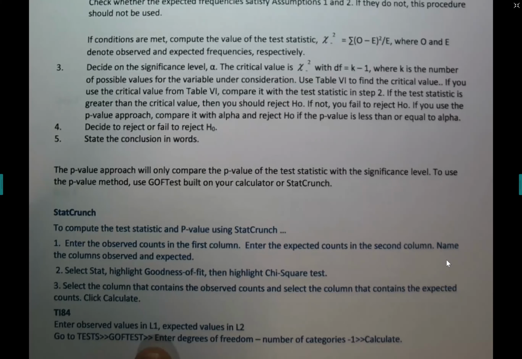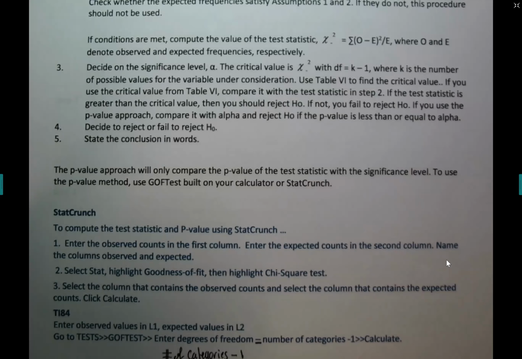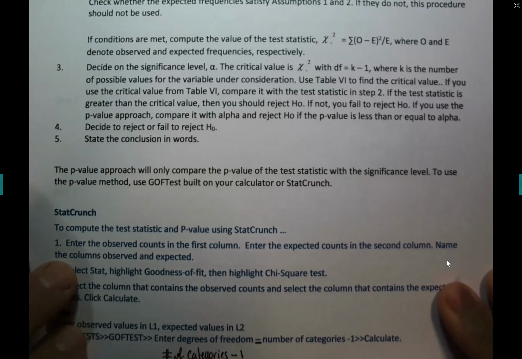Enter the observed values in L1, enter the expected values in L2, go to Tests, Goodness of Fit test, enter the degrees of freedom. And the degrees of freedom, guys, is number of categories minus 1. And then hit Calculate. All right.